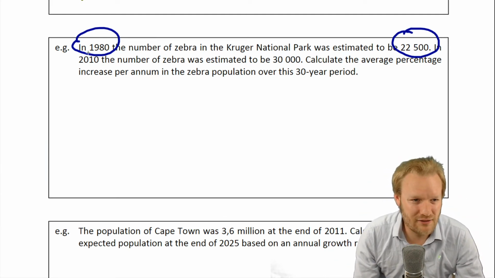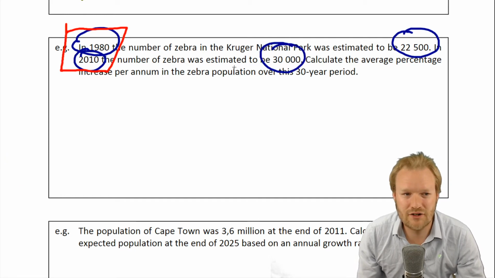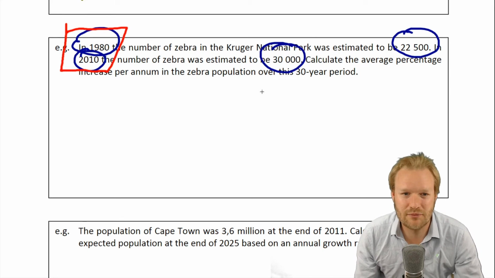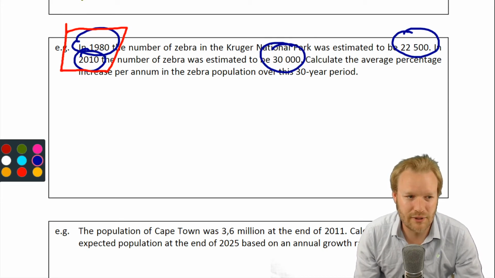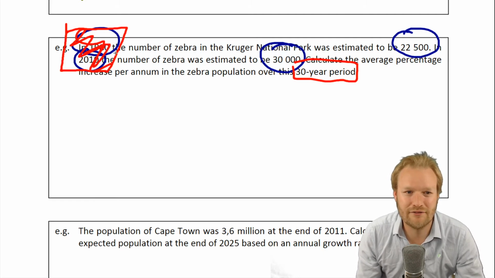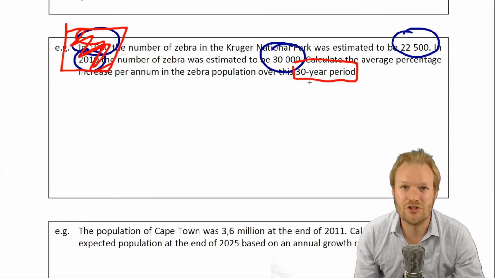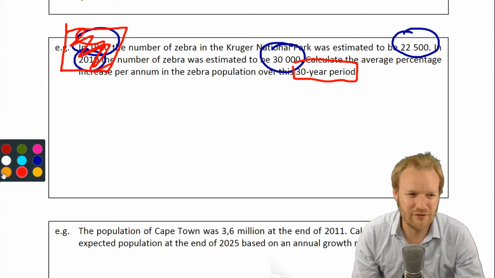In 2010, okay, so there's a bit of hidden information here. Oh, except that it's not too hidden. There were 30,000. Calculate the average percentage increase per annum of the zebra population over this 30-year period. So we didn't even have to work out that that was 30 years. After all of that, that information wasn't even that useful. It went from 22,500 to 30,000 in 30 years. Determine I. That would be another way of writing the question.